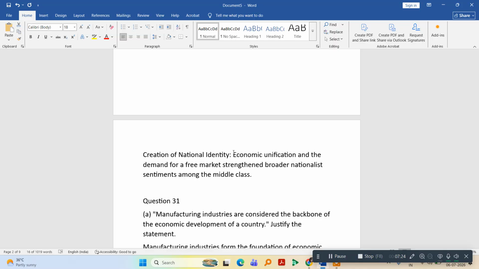Now, liberalism gave an excessive amount of significance to the middle class. There was economic unification and demand for a free market. It strengthened or fortified national sentiments among the people of the middle class.